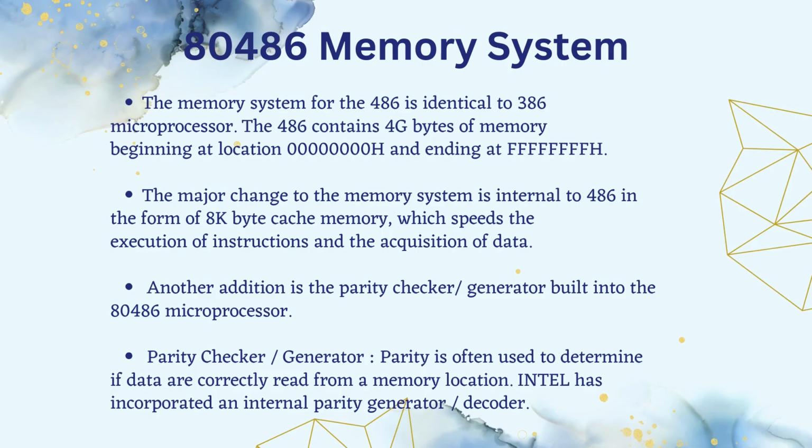80486 memory system. The memory system for the 486 is identical to the 386 microprocessor. The 486 contains 4G bytes of memory beginning at location 0 and ending at FFFFFFFFH. The major change to the memory system is internal to the 486 in the form of 8K byte cache memory. Another addition is the parity checker or generator built into the 80486 microprocessor. Parity checker or generator is often used to determine if data are correctly read from the memory location.